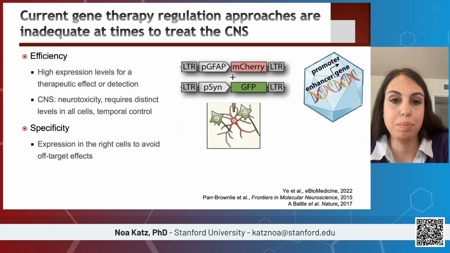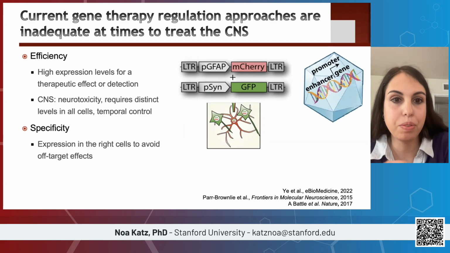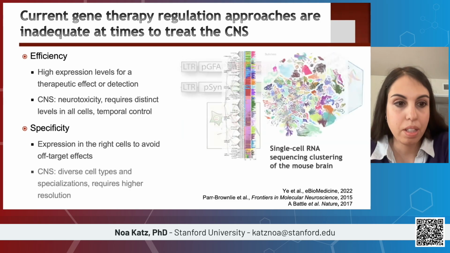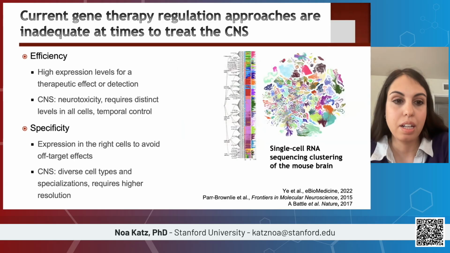And here we have the promoters or the enhancers that have been talked about in the first session. I can show an example where we have the GFAP promoter and the synapsin promoter expressing cherry in astrocytes and GFP in neurons. And this is a tremendously helpful approach. In the CNS, we know that there are highly diverse cell types and specializations, and so it requires a very high resolution to be able to really target these neuronal subclasses. And you can see here a single-cell RNA sequencing of the mouse brain, over 100 different neuronal subclasses.